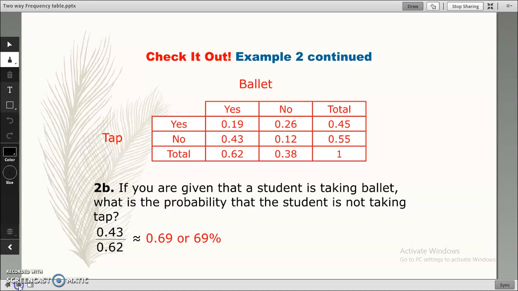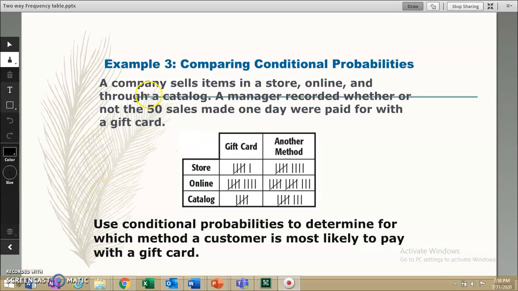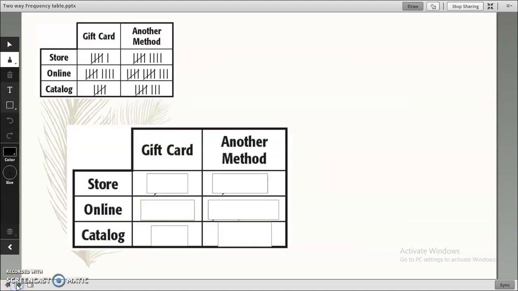I want to do another conditional with you. Okay, so let's try this one. It says a company sells items in a store, online, or through a catalog. A manager recorded whether or not 50 sales made one day were paid for by a gift card. Use conditional probability to determine which method a customer is most likely to pay with the gift card. All right, so here are our values. We're going to divide each value by 50. So 6 divided by 50, 9 divided by 50, 5 divided by 50, and so on and so forth.